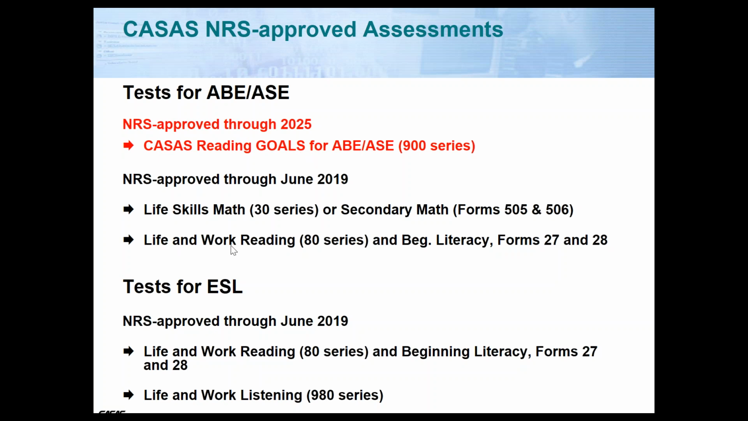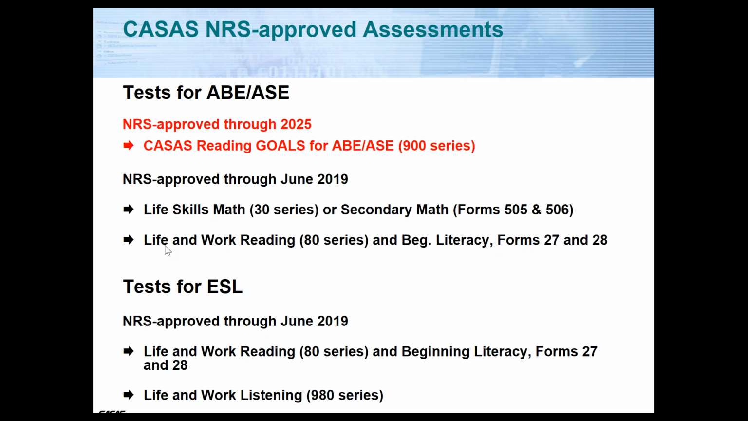Actually, there's another reading test, the current Life and Work Reading Series, 80 series, that is approved through June of 2019. And if you choose, you could keep using that through this year, as well as the beginning literacy forms, and probably for another year after that, because normally the U.S. Department of Ed OCTAE has allowed what they call a sunset year, 1 year beyond the end of the approval period. So it's very likely that you would be able to use these tests that are approved through June of 2019 for yet another year.